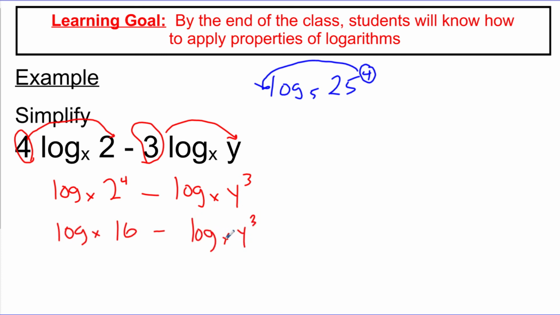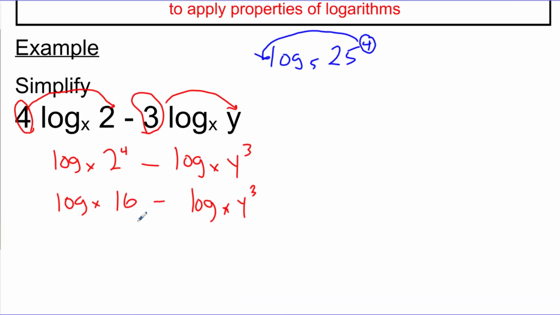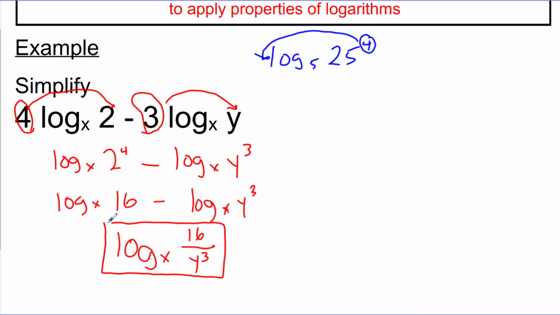And remember, we also just had a rule that says as long as the logs have the same base with subtraction, that means we can divide the inside pieces. So I'm going to turn this into one log. The log base x of 16 over y to the 3rd power. And if you notice, I was able to take all of those values, the 2, the 4, the 3, and the y, and crunch them up into one simplified log expression. So that's what's called condensing our log expressions into one log.